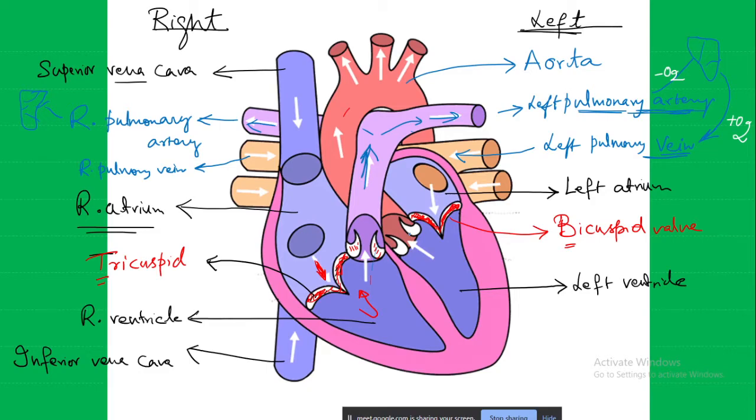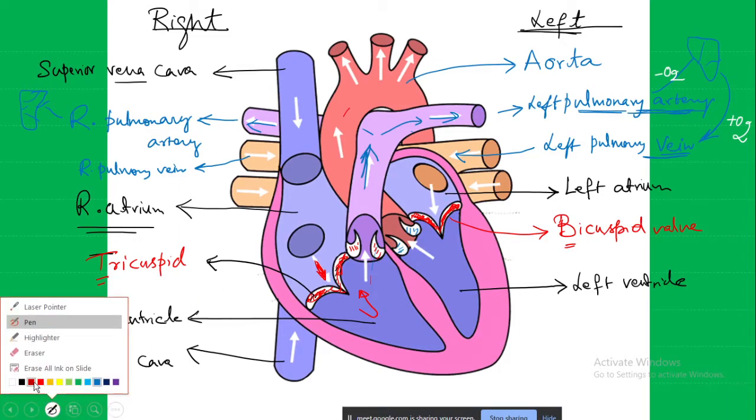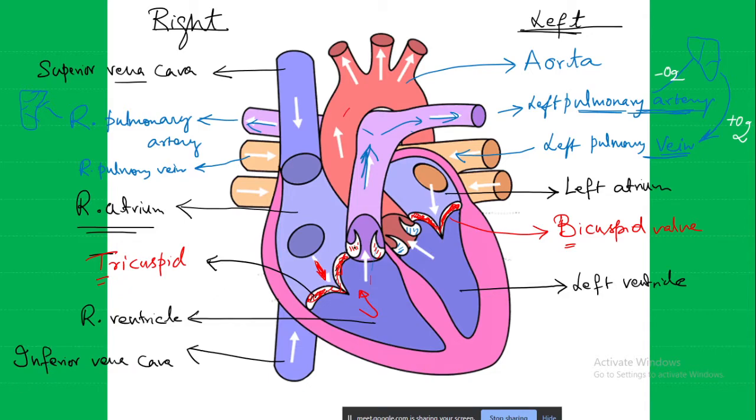Here these two valves, which are looking like a half moon. So what will we call these valves? This valve will be known as the Aortic valve. This is the pulmonary one, na? So this valve will be known as the Pulmonary semilunar valve.